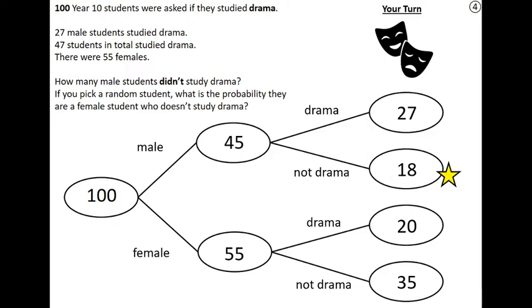That's the first question. Now, it also says, if you pick a random student, what is the probability that they are a female student who doesn't study drama? So female and not drama is 35, but remember, probability means it's got to be written as a fraction, so you write it out of the total, and the total is 100, so it's 35 over 100, and that's your answer.